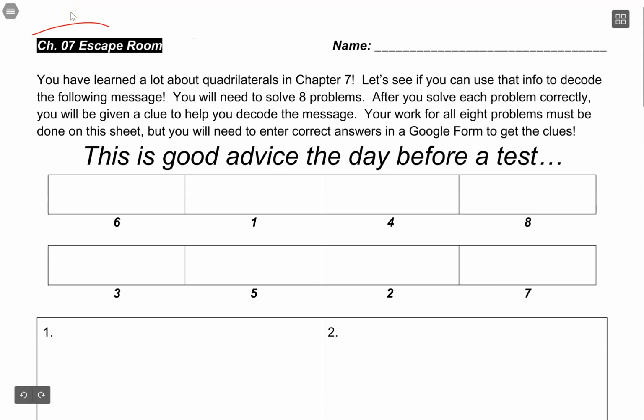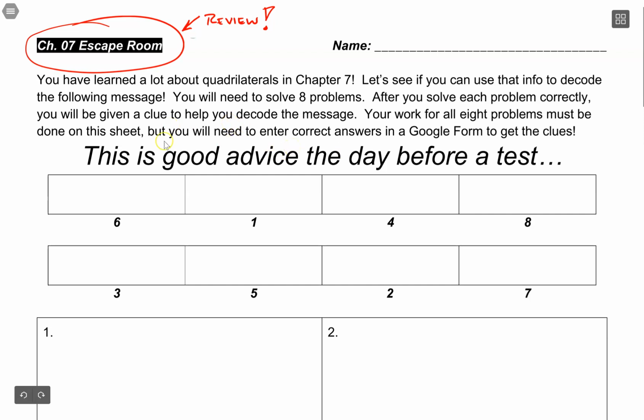It's time for the Chapter 7 Escape Room. Remember, these are designed to be review, and we are at the end of Chapter 7, so that means we will have a Chapter 7 test coming up shortly. You're going to find this document in Google Classroom. You can either print it out or you can do the work on your own paper. You're going to be entering your answers into a Google form.